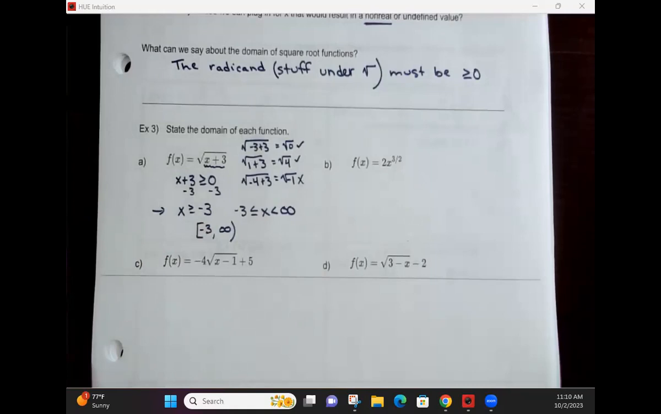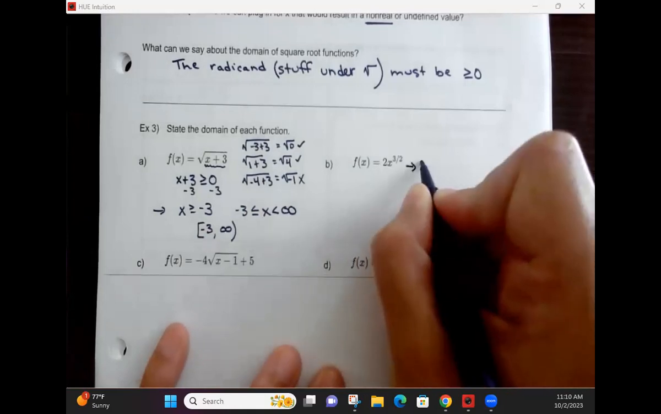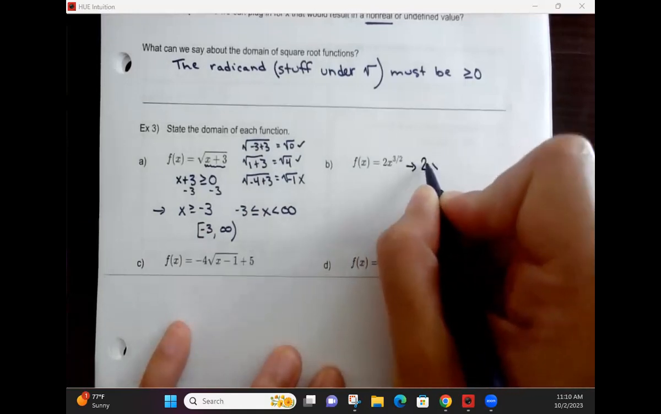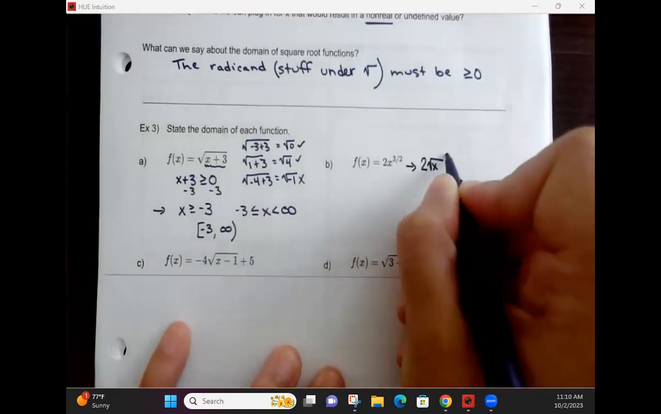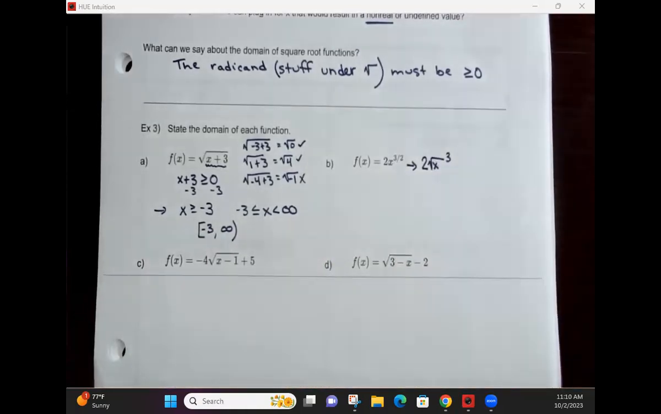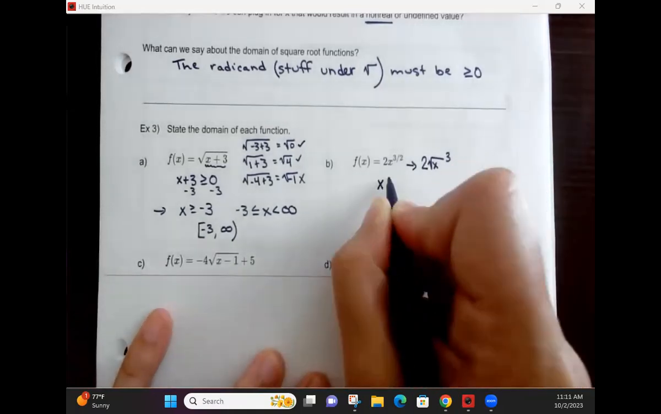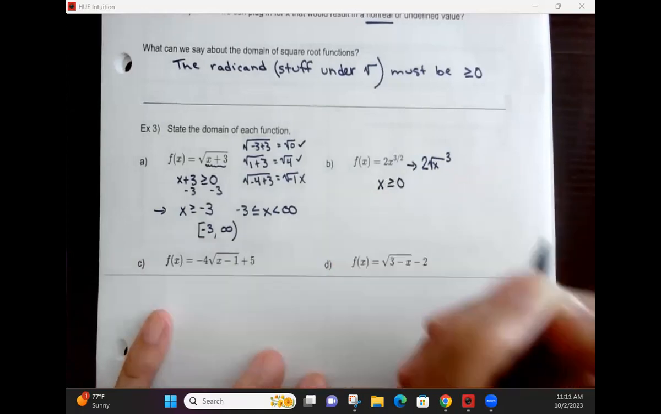B has a rational exponent. The exponent's a fraction. We need to be careful when we have rational exponents because I need to pay close attention to that denominator. This guy, I could rewrite as 2 times the square root of x cubed. Since 2 is in the bottom, it's a square root. That means I need to make sure that the radicand, whatever's under the root, is greater than or equal to 0.